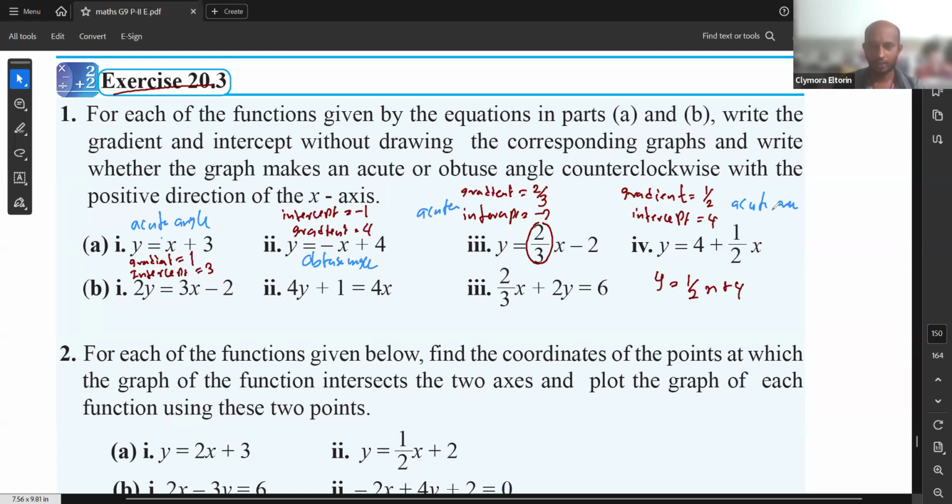Are there any questions? If something is not clear, or you feel that what I'm explaining is too fast, you can send a comment or ask questions, and I will re-explain for you. Okay, then let's go to part B.